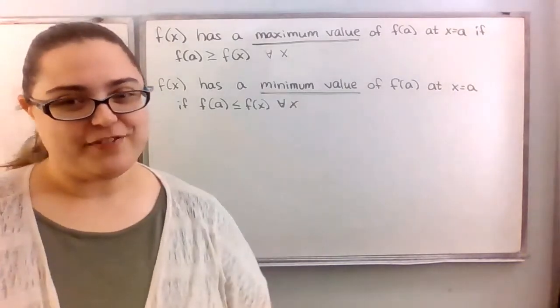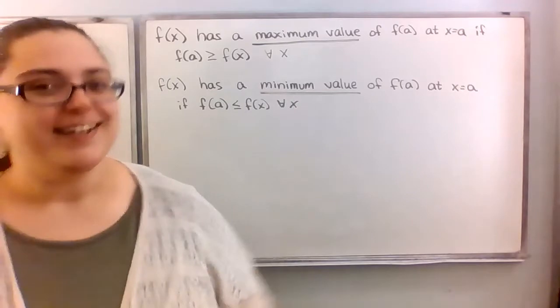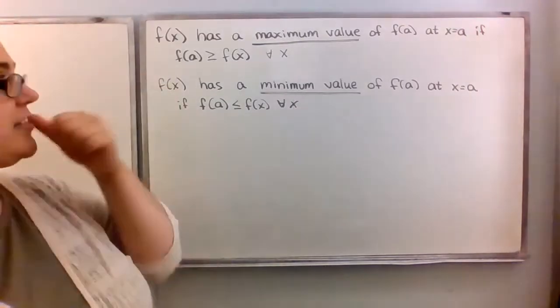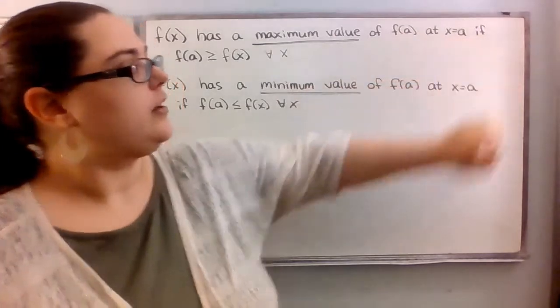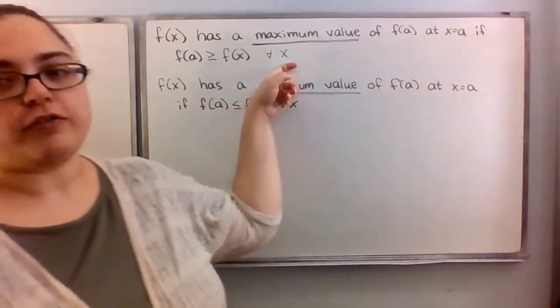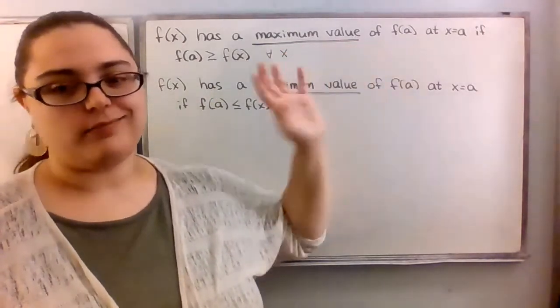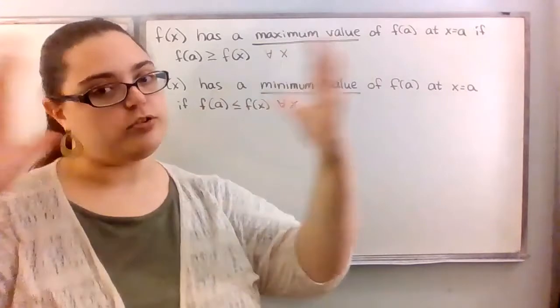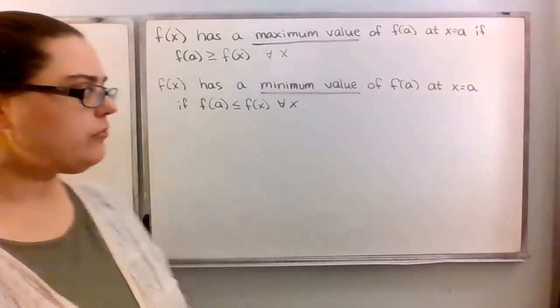So hopefully you've got those definitions written down. If not, pause and write them down. Okay, so f of x has a maximum value of f of a when x is a, if f of a is greater than or equal to f of x for all x. And this is where things can change a little bit depending on if we're looking at the whole domain of the function or if we're looking at an open interval.